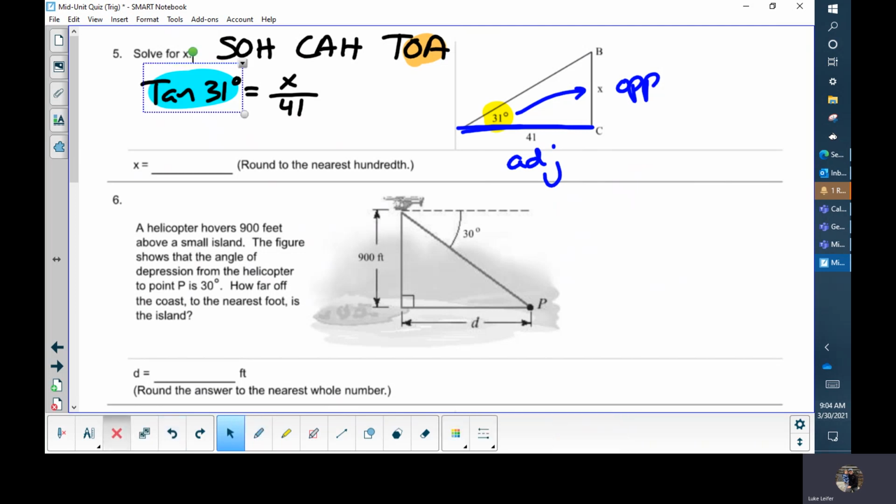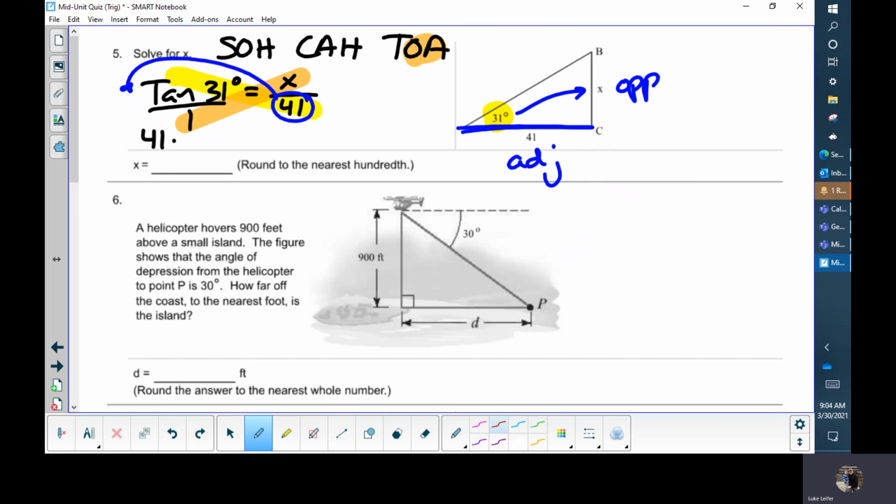I'm going to get rid of this. I'm going to put it over 1. And now we have a proportion, just like last unit on similarity. Cross multiply. This times this equals that times that. Let me change my highlight color. I don't care which one you do. It can be the yellow stuff first or the orange stuff. I'm going to do the yellow stuff first. I always recommend throwing this number when I multiply in front. So I would have 41 times the tangent of 31 degrees equals x times 1, which is just x.